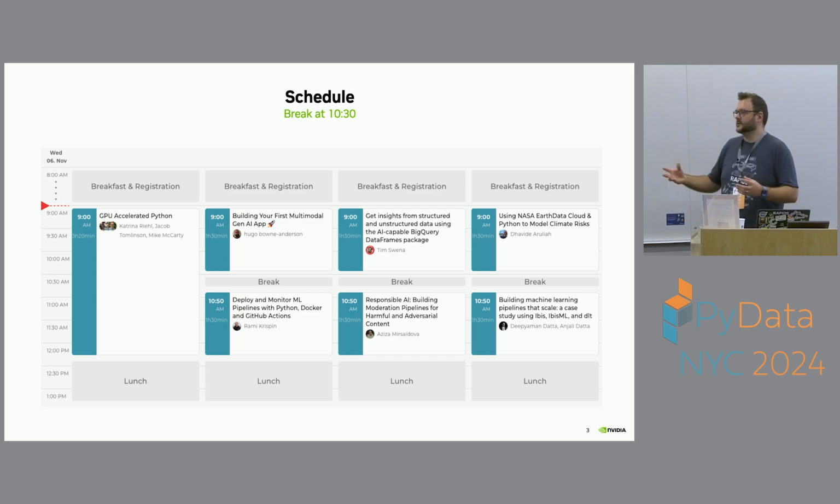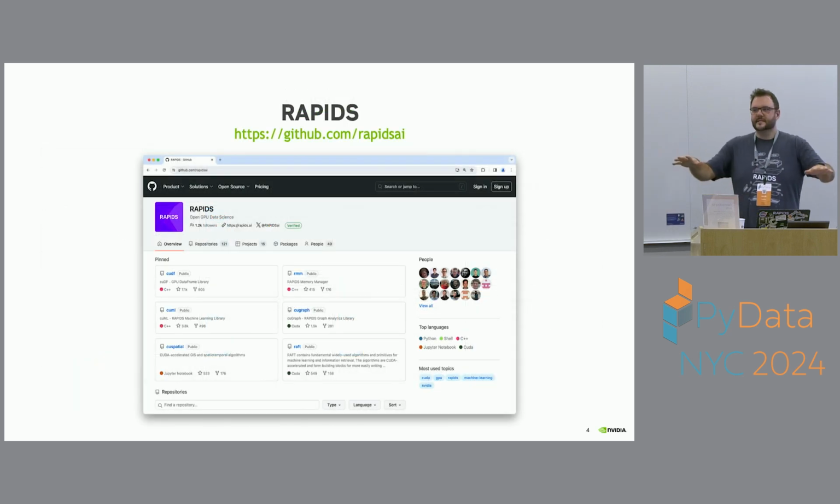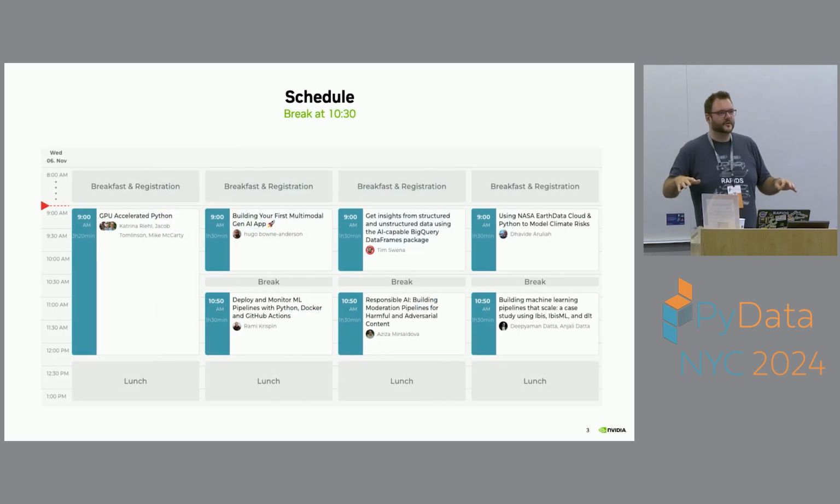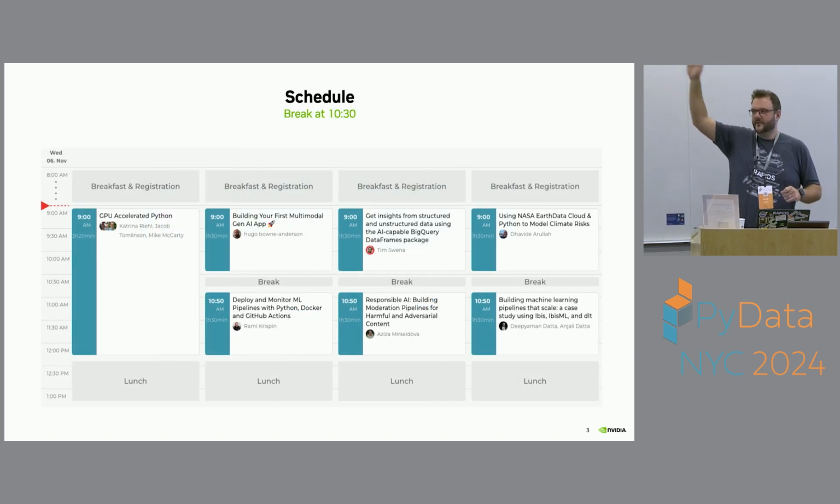My name is Jacob Tomlinson. I'm a software engineer at NVIDIA. I work on a project called Rapids, which is an open source GPU Python suite of projects. Some of my colleagues are here who are also going to be helping out with the tutorial. So folks, can you wave if you're going to be here?